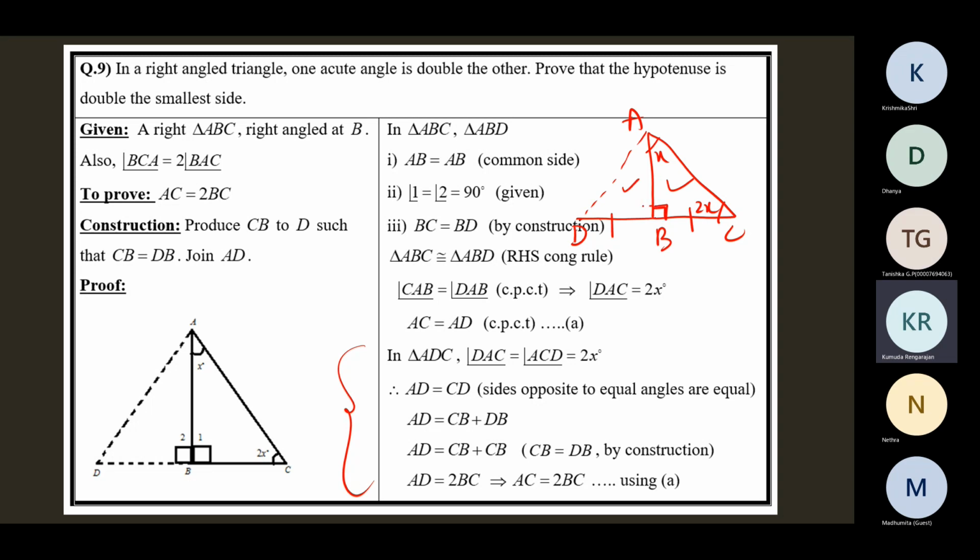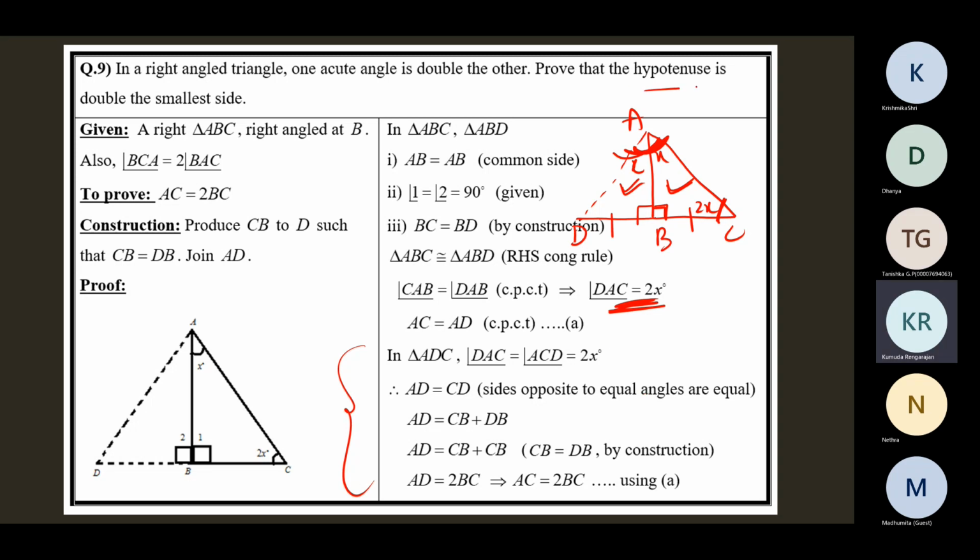Since this is 90, this is also 90, linear pair. You don't have to write all that, it's default, it's understood. So these two triangles are congruent by SAS rule. By CPCT, we have one angle as 2X and we want another angle 2X. Since this is X, if you say that these two angles are equal by CPCT, then this also will be X. So the whole angle will be 2X. So angle DAC is equal to 2X.